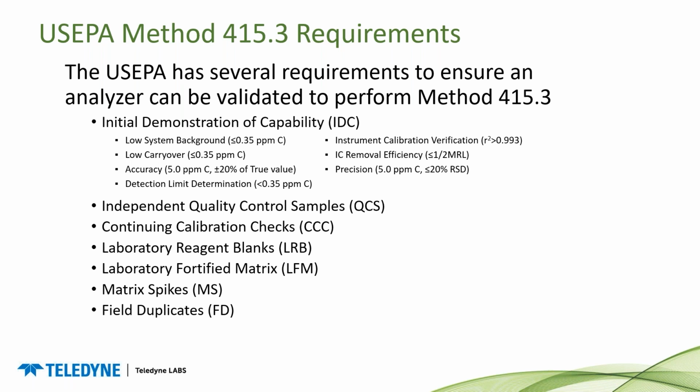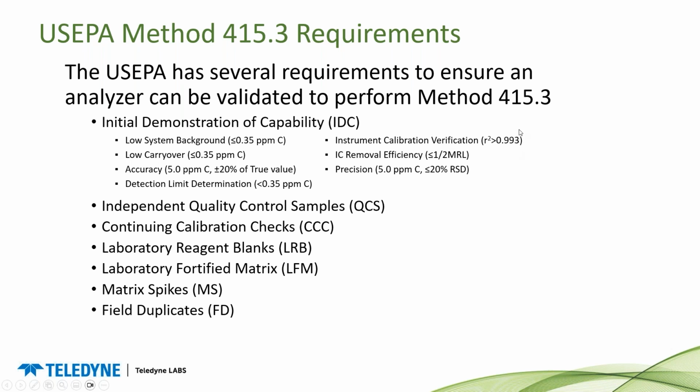So the US EPA has several requirements to ensure that an analyzer can be validated to perform method 415.3. First, you have your initial demonstration of capability, where you must prove that you have a low system background, you have low carryover, which is verified by running a reagent water after your highest calibration point. Accuracy, for example, on a 5 ppm standard must be plus or minus 20% of the true value. Detection limit determination less than 0.35 ppm carbon. Your instrument calibration verification, your R-squared value must be greater than 0.993.